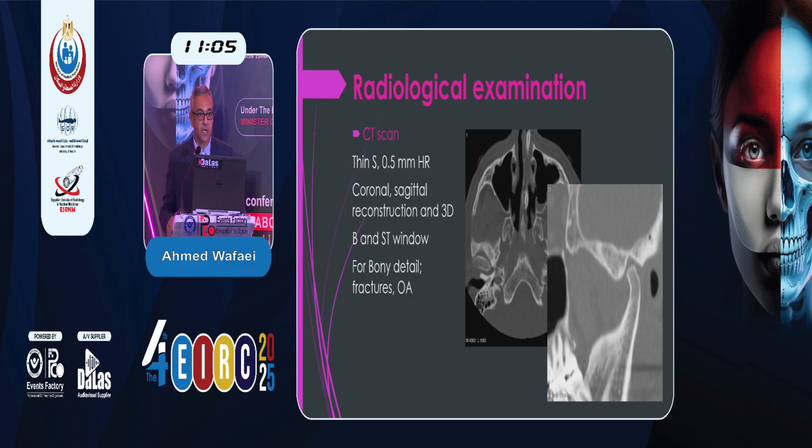Then we construct the images in coronal, sagittal, and 3D. And 3D is very important in TMJ. I will show why. And we do it in bone and soft tissue window, and it allows for identification of the bony details of the joint, like fractures, minor fractures, early osteoarthritis. And of course, we should do both joints at the same time.